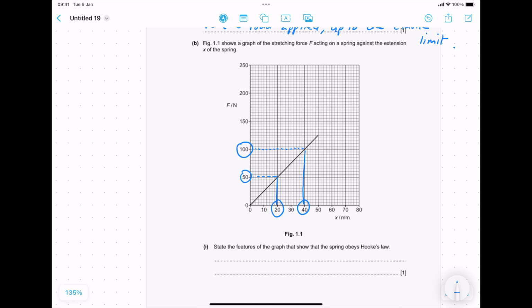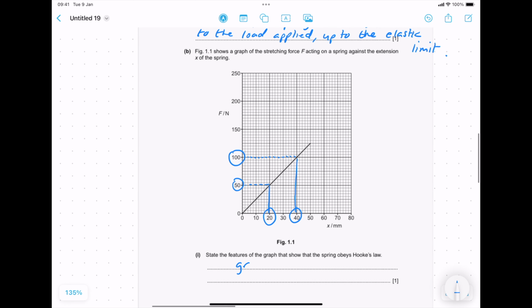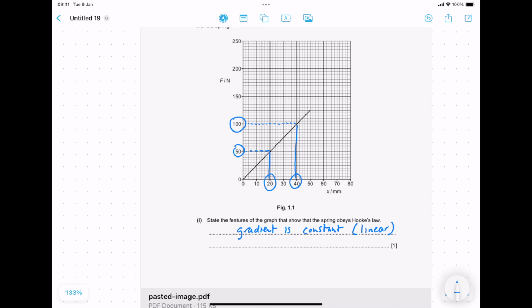So the feature of the graph that shows that it obeys Hooke's law is that the gradient is constant. Sometimes referred to as being linear. And because of that, you can clearly see that it's directly proportional. Okay, so the gradient is constant, supporting the fact that it's directly proportional.